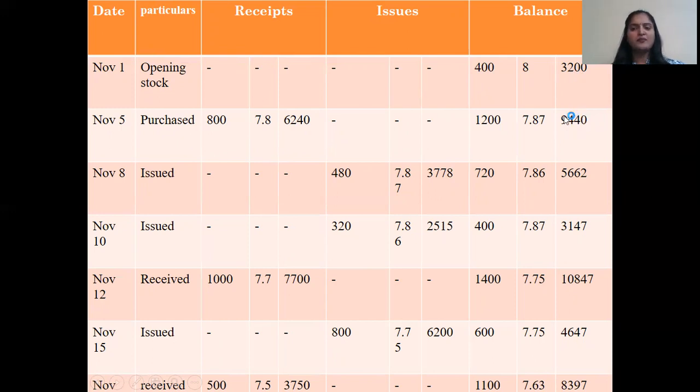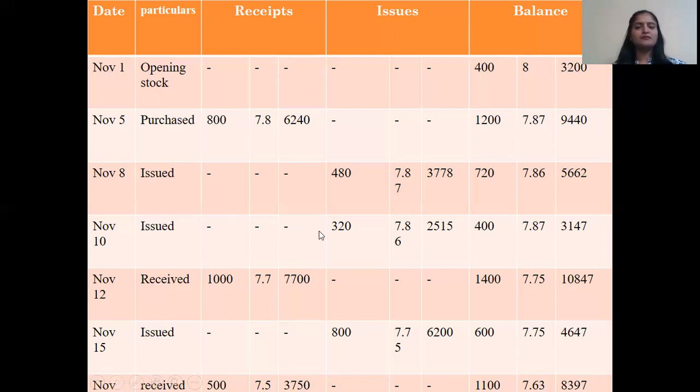Now what is the amount we have? What is the stock we have? 9,440 divided by the quantity of the stock that is with us. Dividing 9,440 by 1,200, you are going to get the cost per unit. What did we get? 7.87 is the cost per unit.